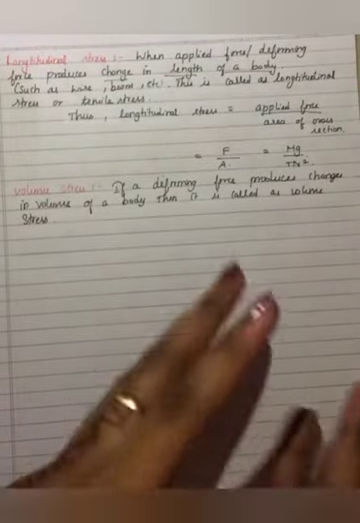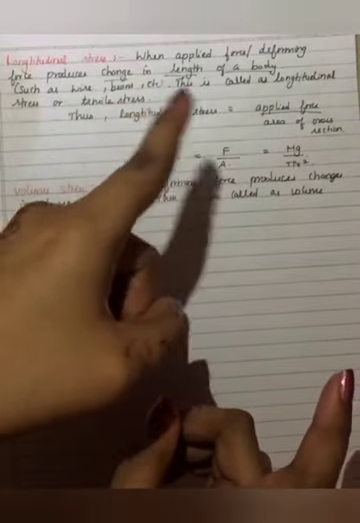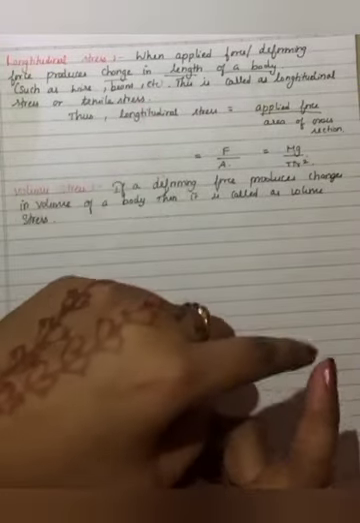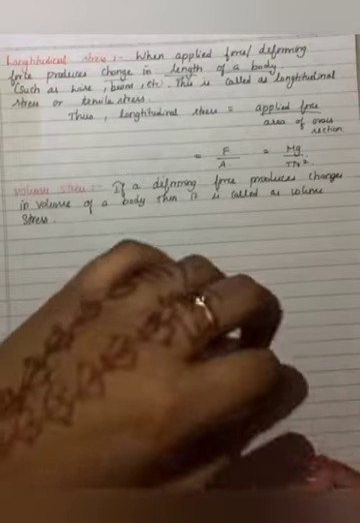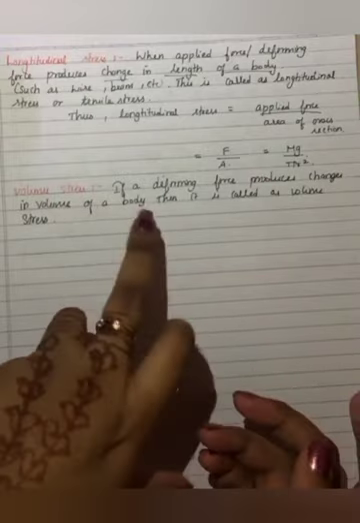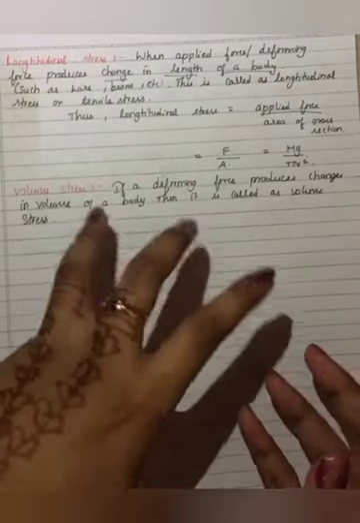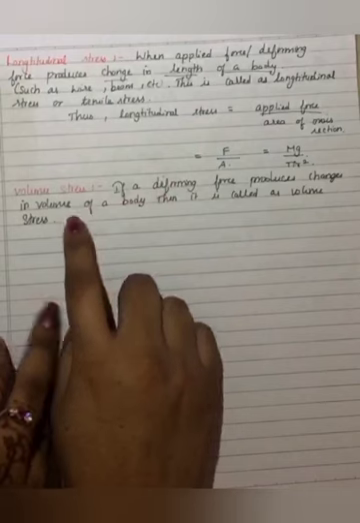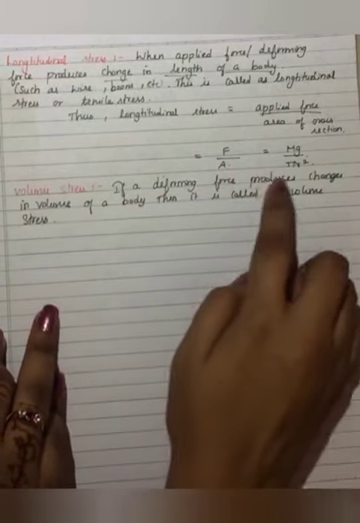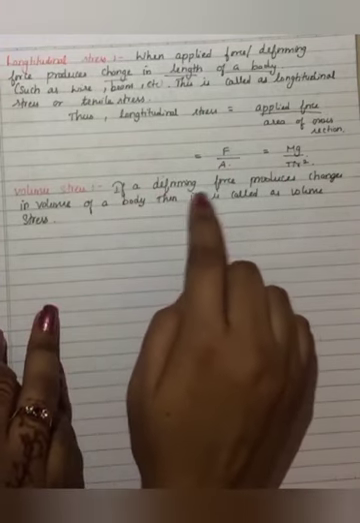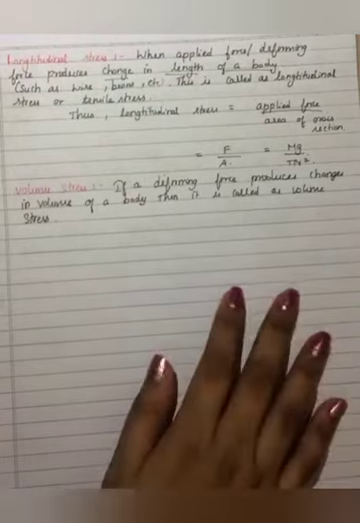Now, volume stress. Simply we can say that it is a change in volume. Like longitudinal stress, where we said there are changes in length, in volume stress it is changes in volume. If some force is applied, then it changes the volume of a body. It is called volume stress. Definition: if a deforming force produces changes in volume of a body, then it is called volume stress.